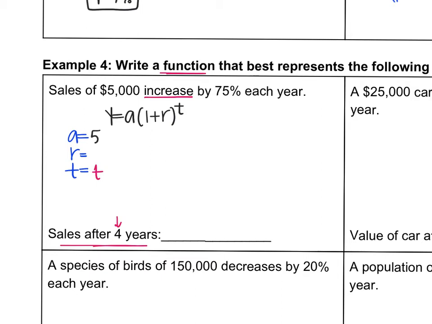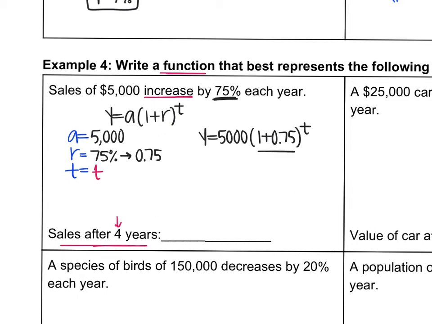A is my initial amount, which is the $5,000. And then my rate is 75%. Don't forget, we have to change that to a decimal, which is 0.75. So now let's go ahead and fill in my function. Y equals 5,000 times 1 plus 0.75 to the t power. Again, the only part I can simplify right now is that part in the parentheses. So it's 5,000 times 1.75 to the t power. That's my function.